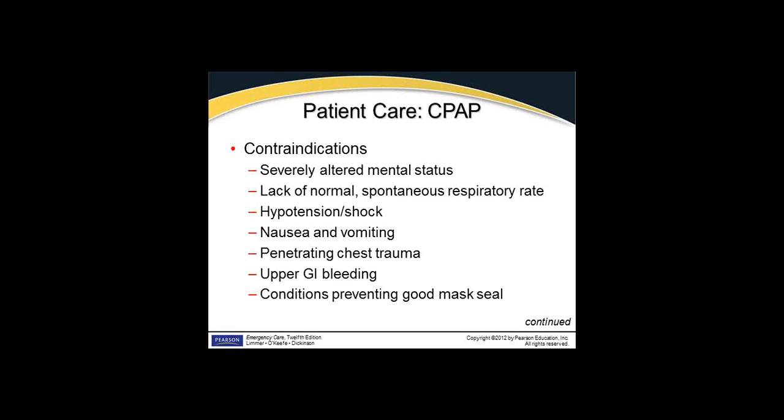Upper GI bleeding, so they're vomiting blood or coughing up a lot of blood, and that blood's actually coming from their gut. This can increase the amount of pressure within their abdomen. Most people who wear a CPAP at night, the first thing they do when they wake up in the morning and they take their CPAP off is belch. And that's because some air has gotten forced into their stomach.